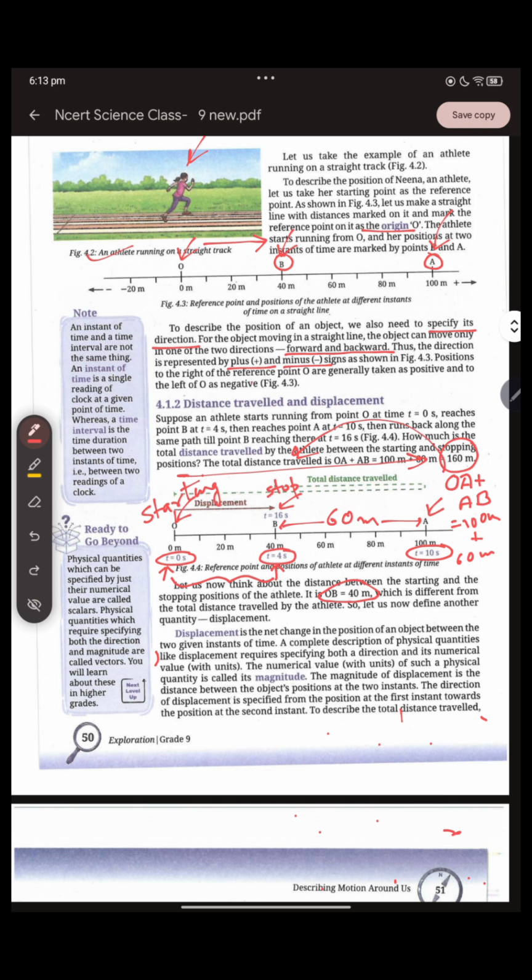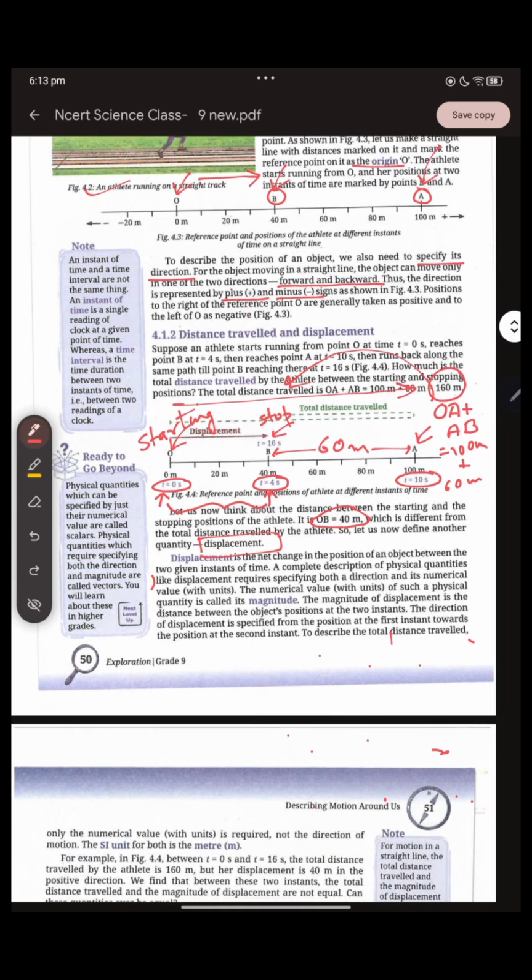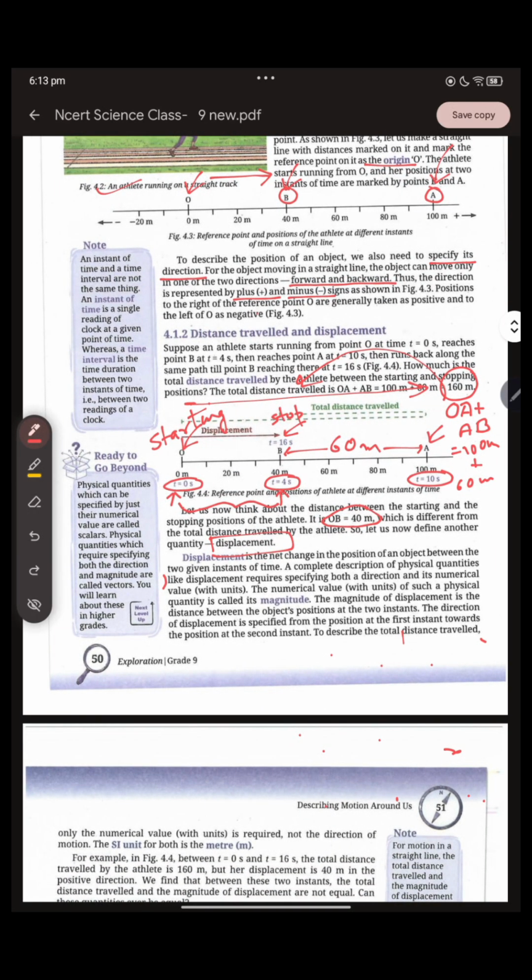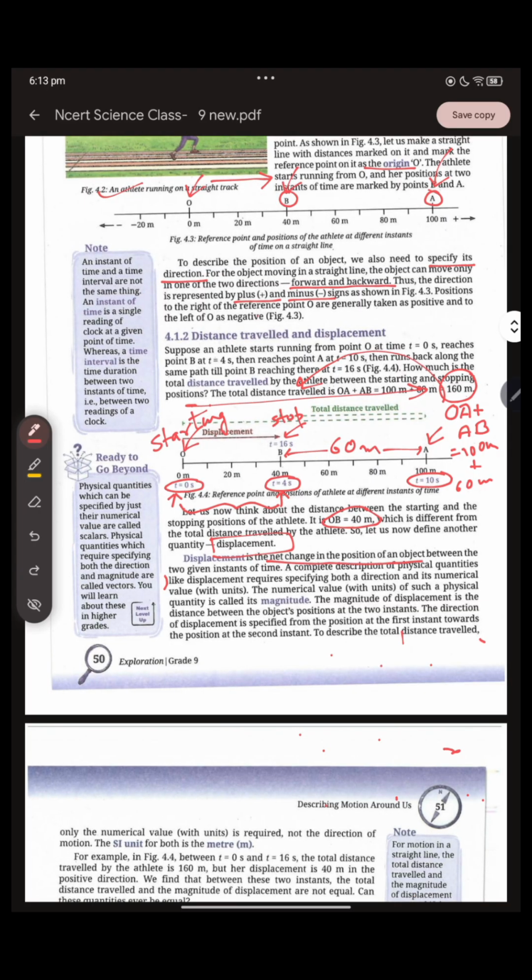And so this is the displacement, the magnitude of the displacement. Now remember, displacement is not only the magnitude. Displacement is the net change in the position of the object between the two given instants of time. So what is the change in the position? Change in the position is from O to B.